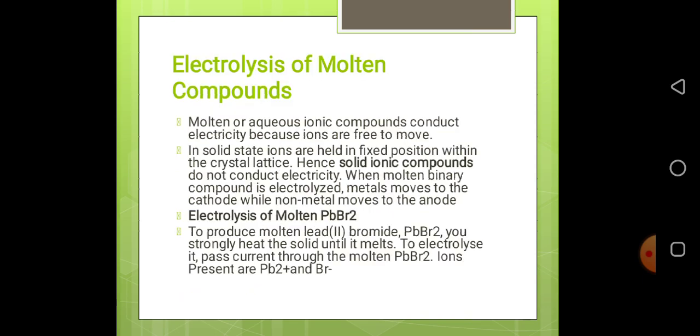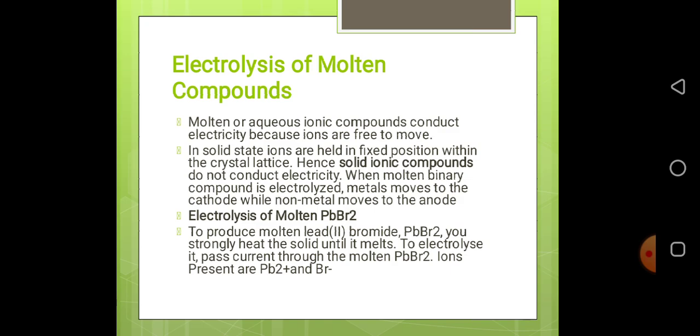So let's see the electrolysis of molten compounds. Molten or aqueous ionic compounds conduct electricity because the ions are free to move. In the solid state, ions are held in fixed positions within the crystal lattice, so solid ionic compounds do not conduct electricity. When a molten binary compound is electrolyzed, metal moves to the cathode while non-metal moves to the anode.